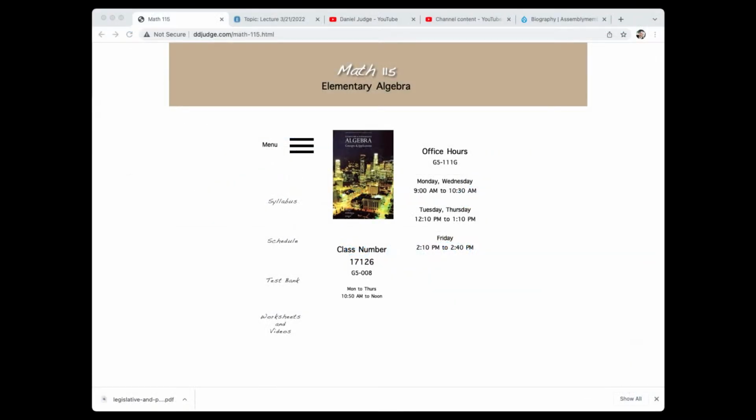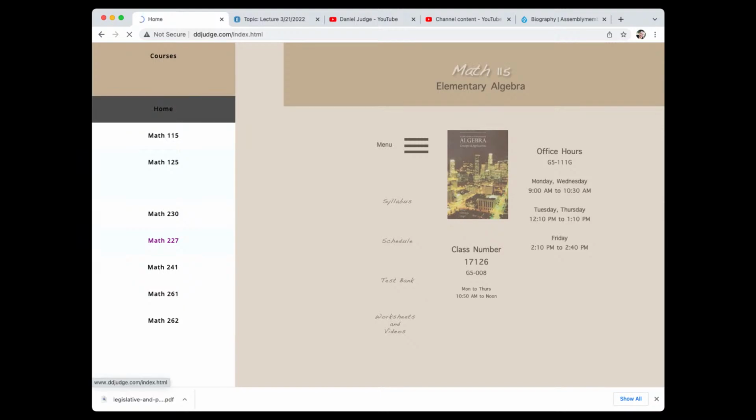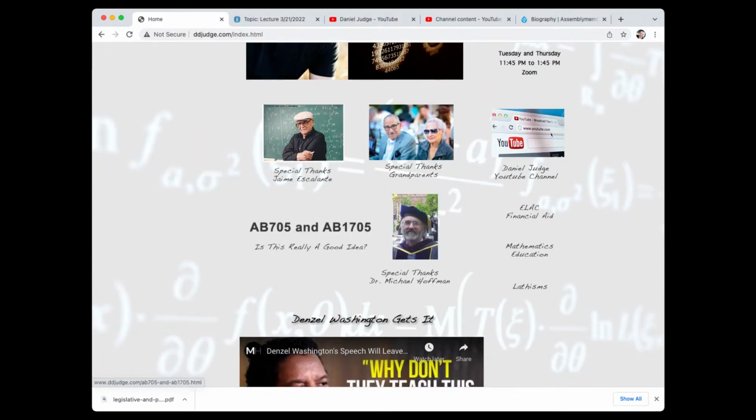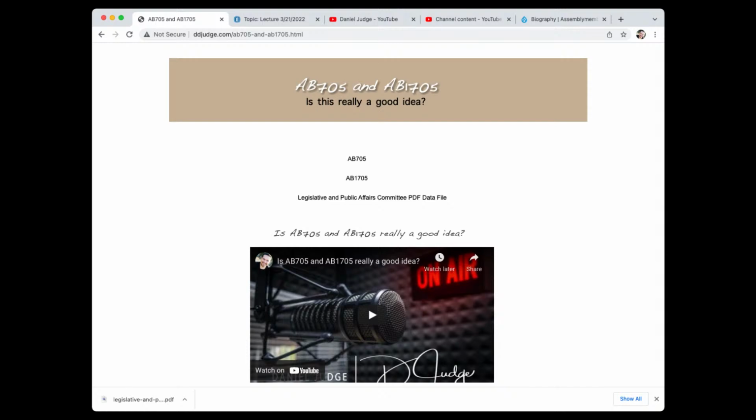If I go back to my website, of course, you guys are in Math 227. And I put up another page here. AB 705, AB 1705. Is it really a good idea? Which you guys saw last week as I spoke about these things. So these are going to be some lectures using the definitions we just talked about. All of that information so you guys can get an understanding of what I'm even talking about and referring to.